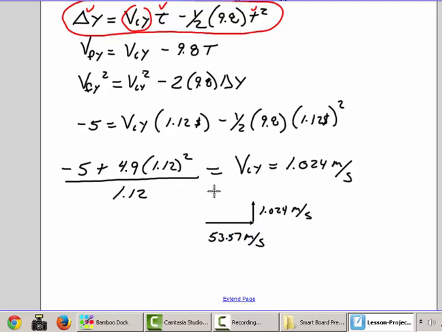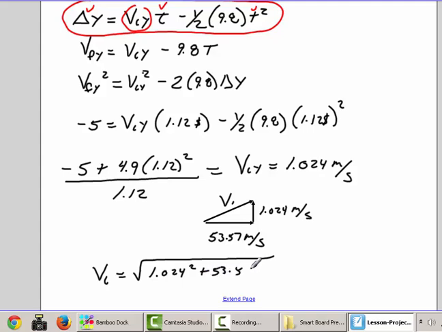All we have to do now is find out this value right here. We can just go to Pythagorean theorem and say that VI, which is this value right here, is going to equal the square root of 1.024 squared plus 53.57 squared. When we do that, we're actually going to get a value that's very close to 53.57. It's going to be slightly more than this, only because this value happens to be so small. And that would give me my initial velocity.